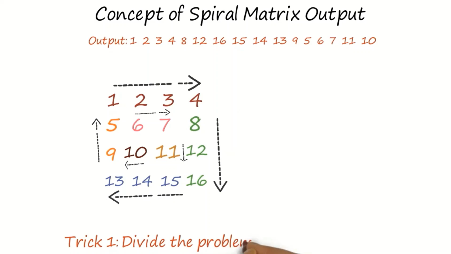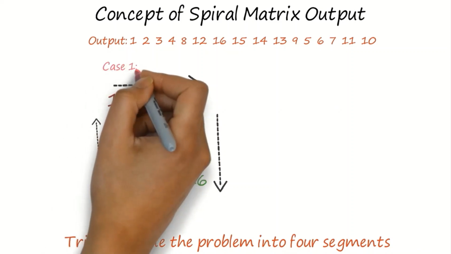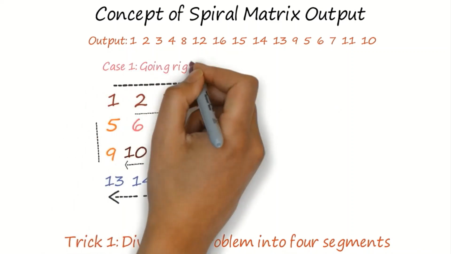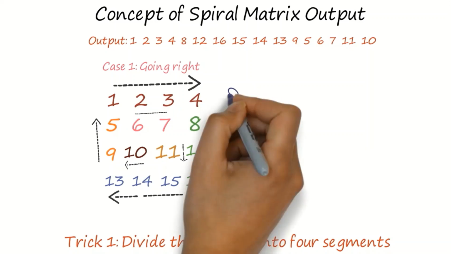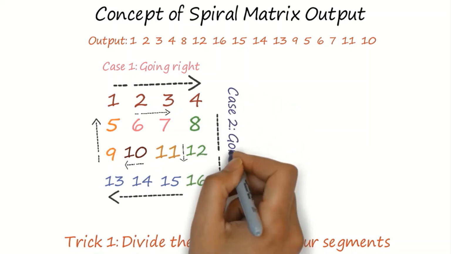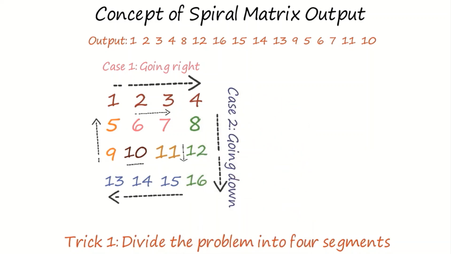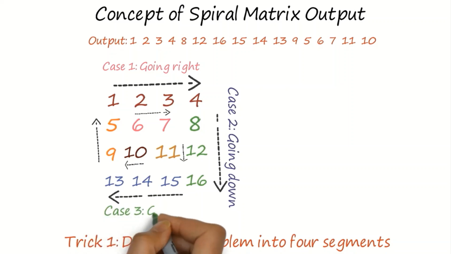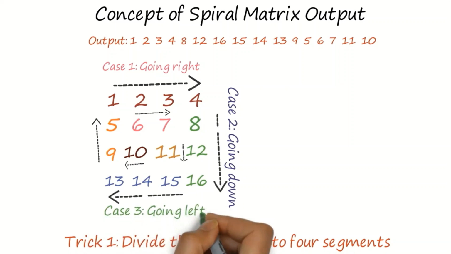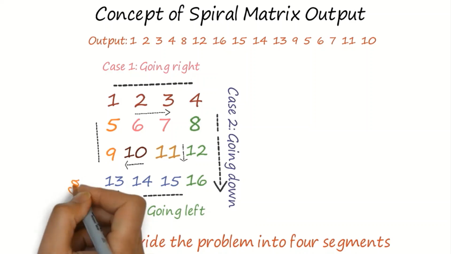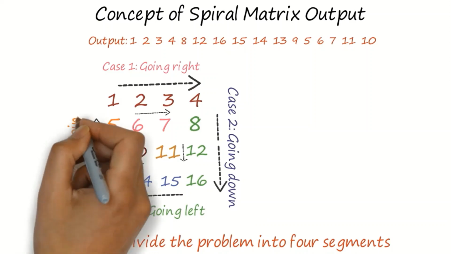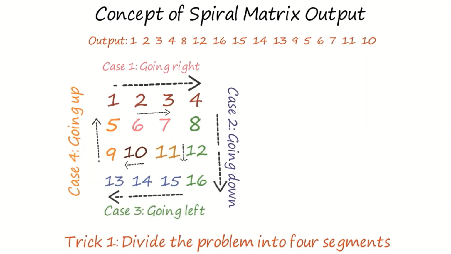And now here is the first trick. We need four for loops. Now, to maintain these four for loops, we will use four cases. Obviously the first case will be for going right, the second case for going down, the third case for going right to left, and the fourth case for going up.